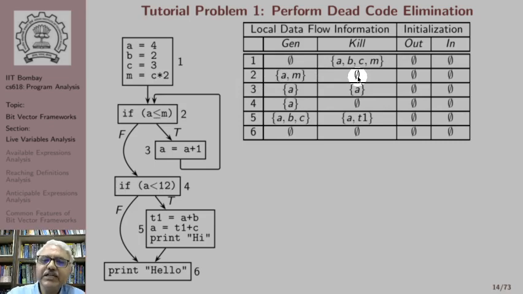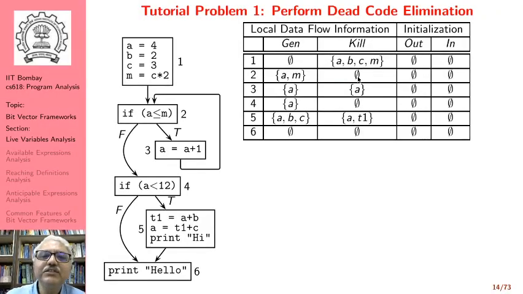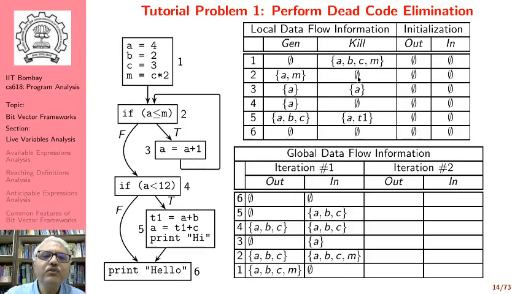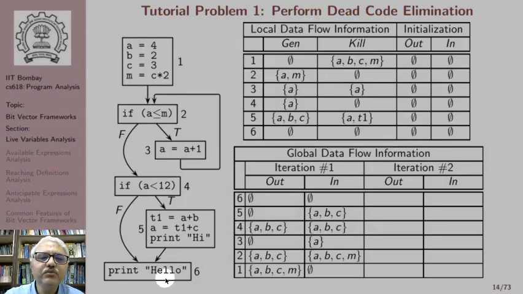With these Gen and Kill values and the initialization, we now compute the data flow values in and out for each of these nodes from 1 to 6, and because we want to go in the backward direction, we first compute the data flow values at node 6. Because this is the end block of the control flow graph, the out value remains empty set. No variable is being used, therefore it remains empty set. Since this in is empty, the out of node 5 remains empty.